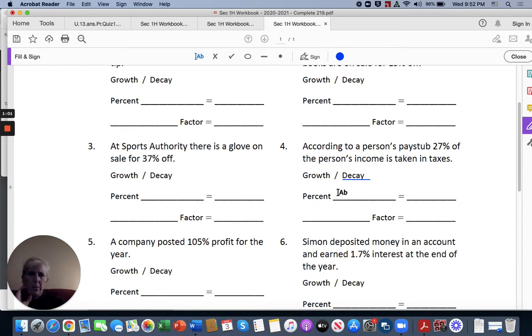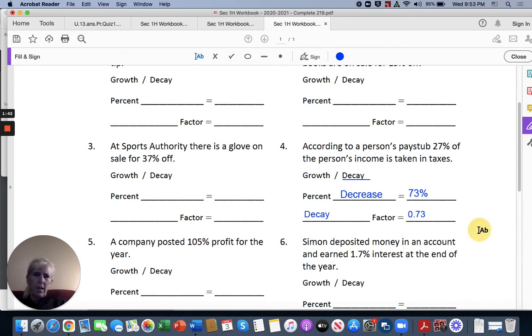Okay, so would it be a percent increase or decrease? Well, decay is always decrease. And what's the percent decrease? What we do is we take 100 minus 27, and that gives you 73%. So again, it's a decay factor, and we convert that 73% to a decimal. And so that's 0.73.